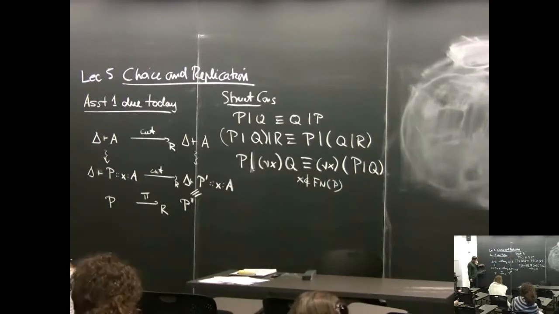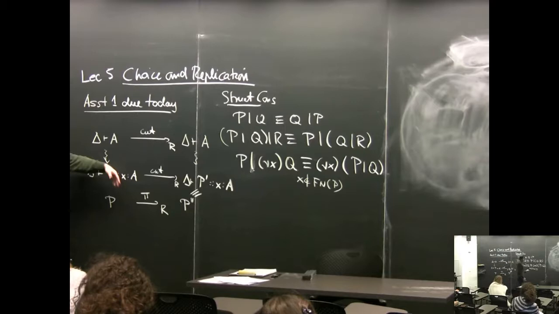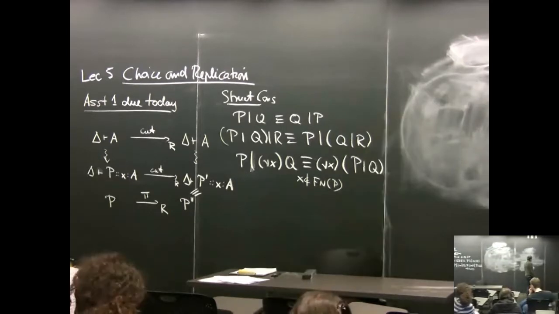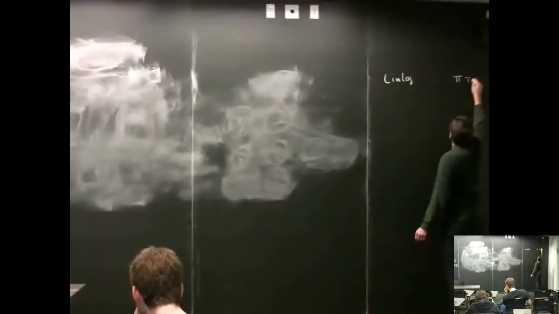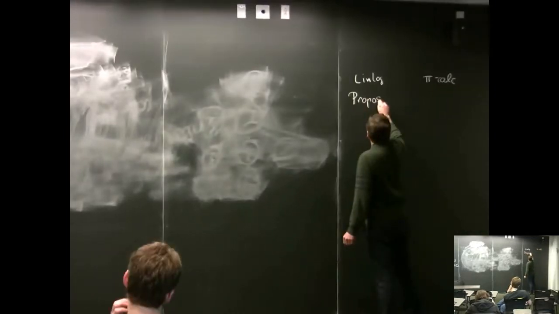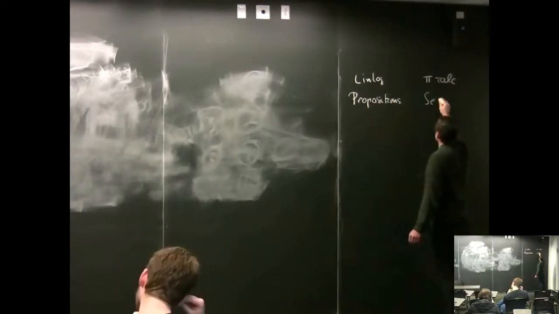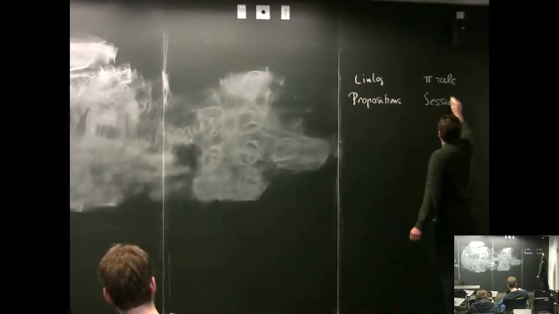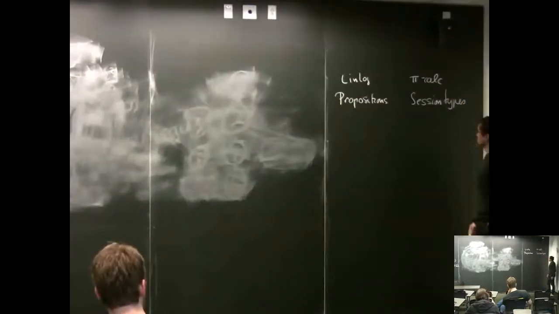Okay, so what we want to establish is that there's a very strong connection between, and now we can put both sides there. So here we have linear logic, and here we have the pi calculus. The linear logic propositions correspond to what's in pi calculus, what's called the session types. So linear propositions correspond to session types.